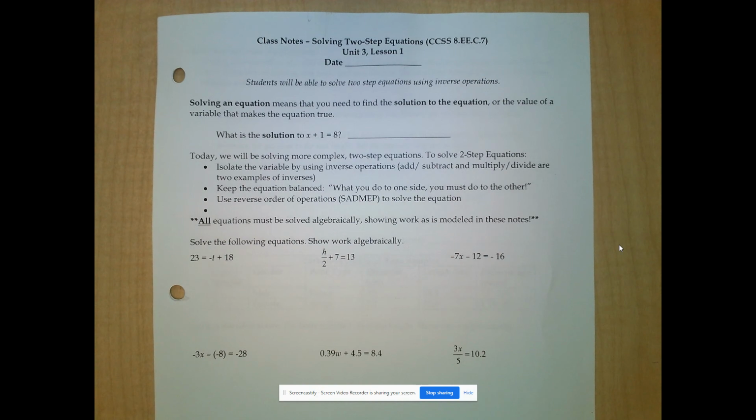Hey there, MSM3. We're starting Unit 3, and we're going to start with solving two-step equations. So what you'll notice is that I'll actually start with the one step, which we've done before, but for some of us, it's been a while.